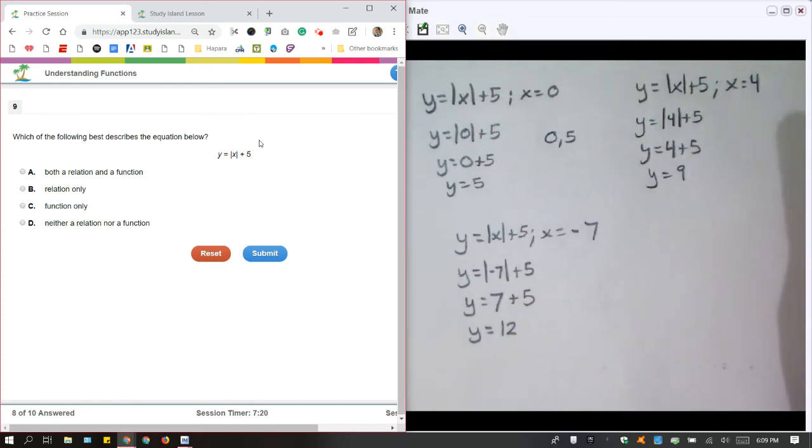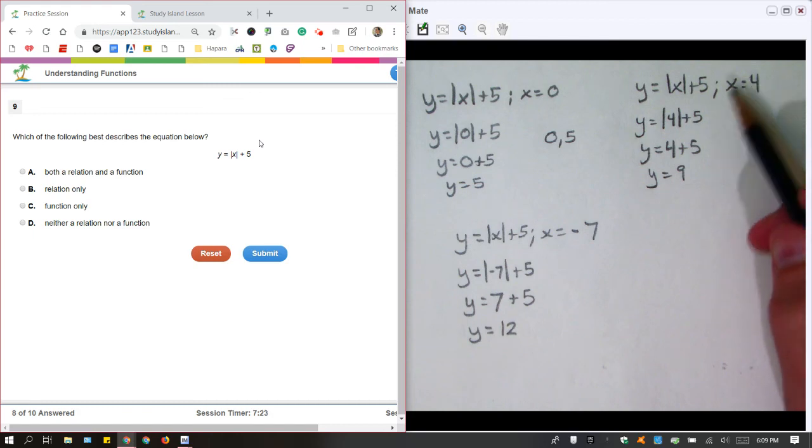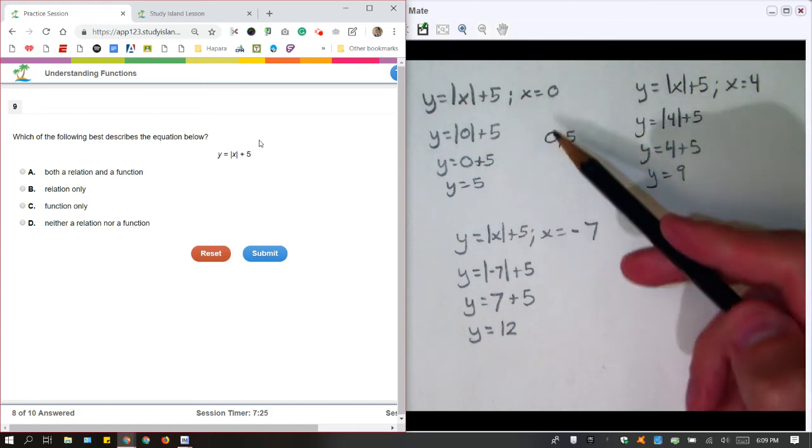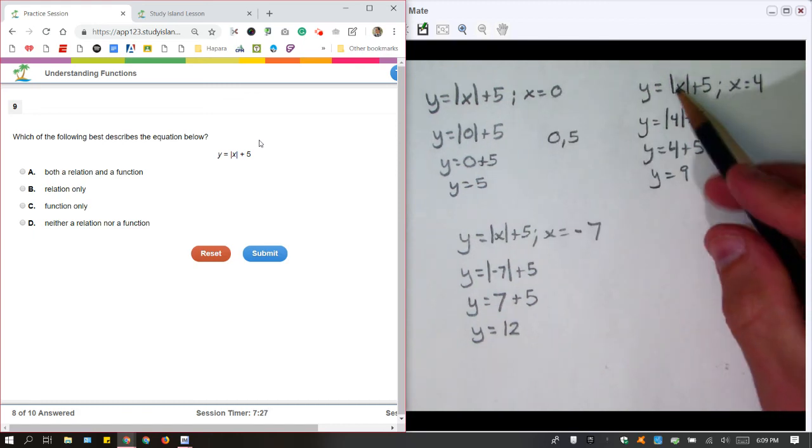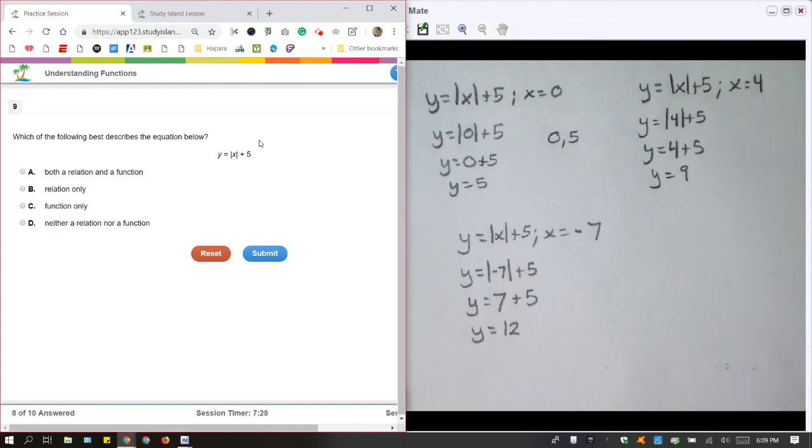So if I plug in negative 7 again, I'm going to get out 12 every single time. If I plug in 4 again, I'm going to get out 9 every single time. If I plug in 0, I'm going to get out 5. There's no way when I plug in x for it to be more than one thing.